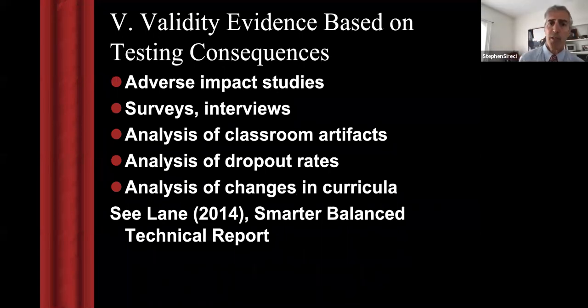Finally, we have validity evidence based on testing consequences. So all tests are supposed to have consequences. They're supposed to measure students' learning. They're supposed to protect the public in the case of licensure exams and so forth. So let's look at those consequences, but we also want to look at negative consequences that we didn't anticipate. So things like adverse impact, things like dropout rates, all these things we want to look at.